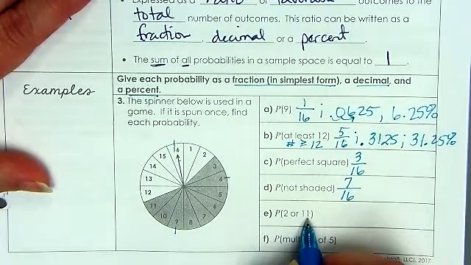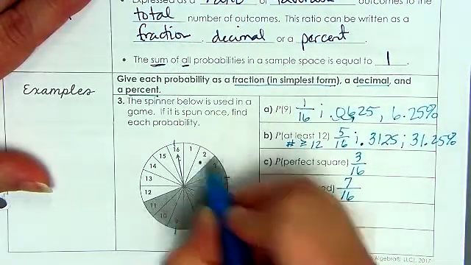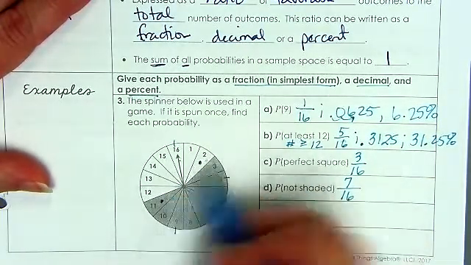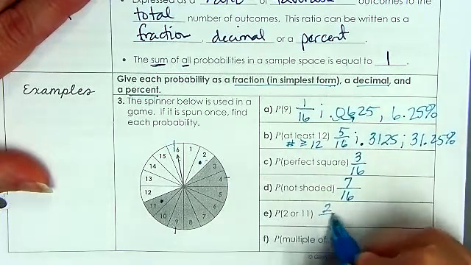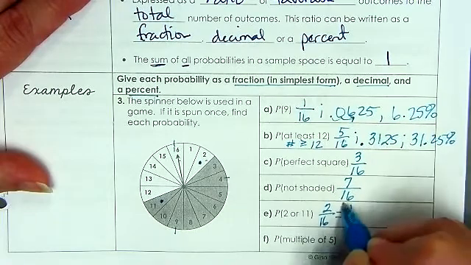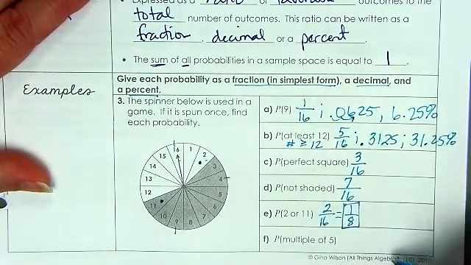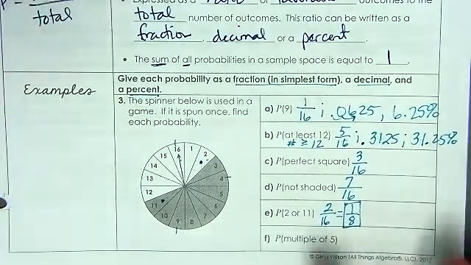2 or 11. That means I want this one or this one. So that's 2 that I'm choosing. So then this is 2 out of 16. That's not simplified. So I have to take that down to 1 out of 8. This is the fraction form. And yes, you would have to fill out the decimal and the percent for all of these, but for purposes of time, we're moving on.